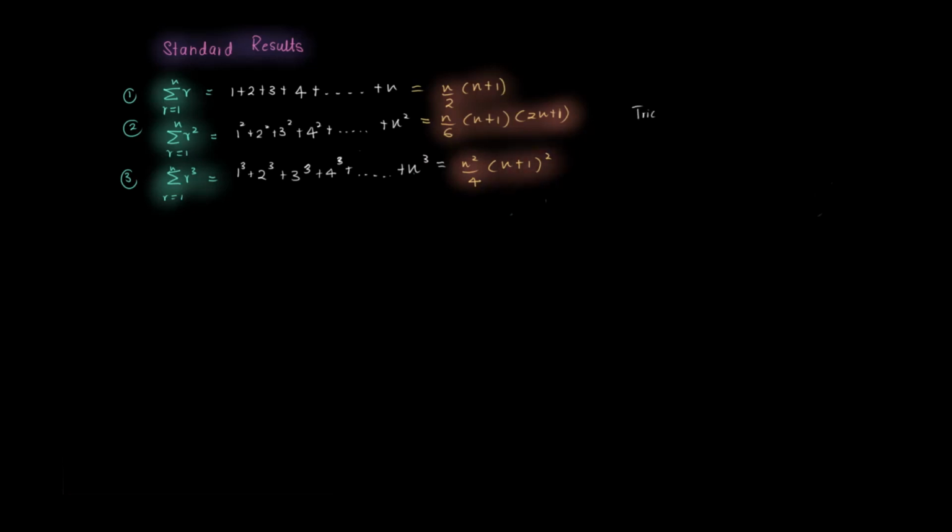A simple trick to remember sigma r cubed, r is equal to 1 to n, is just to square the result for sigma r, r is equal to 1 to n. Simple trick, just to keep in mind these three results. Just square the result for the summation of r is equal to 1 to n.